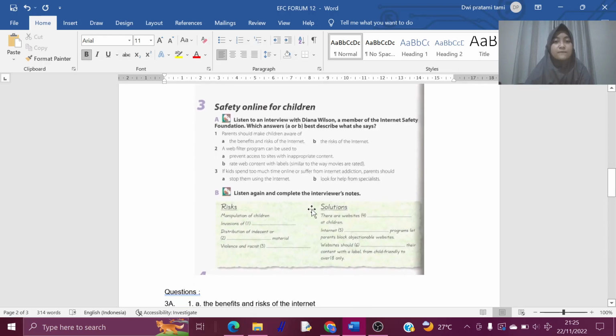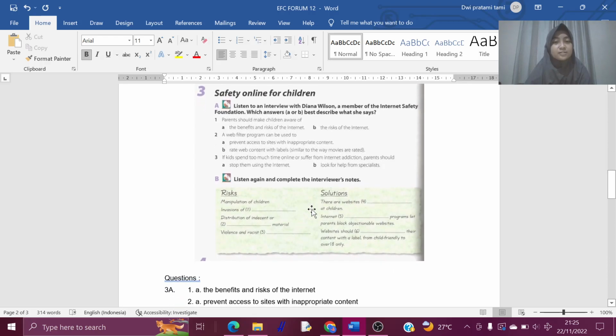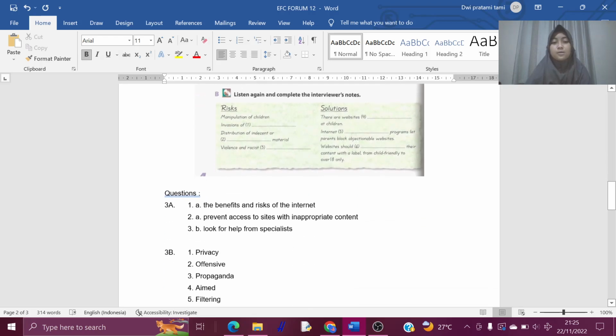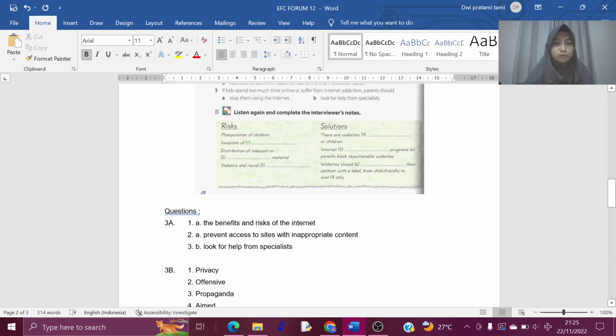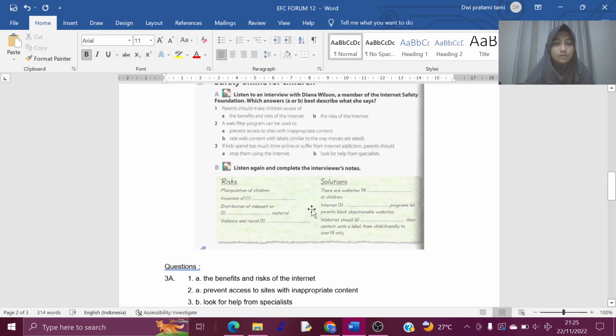Chapter 3, Safety Online for Children. Number 1, A, the benefit and risk of the internet. Number 2, A, prevent access to sites with inappropriate content. Number 3, B, look for help from specialists.